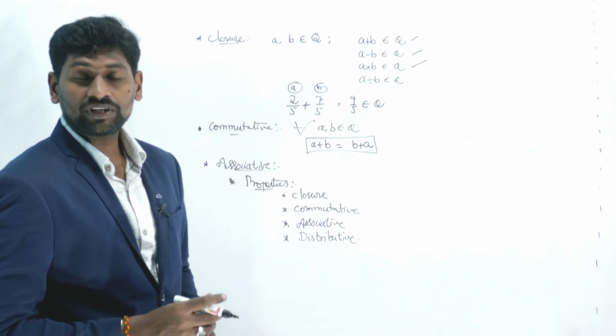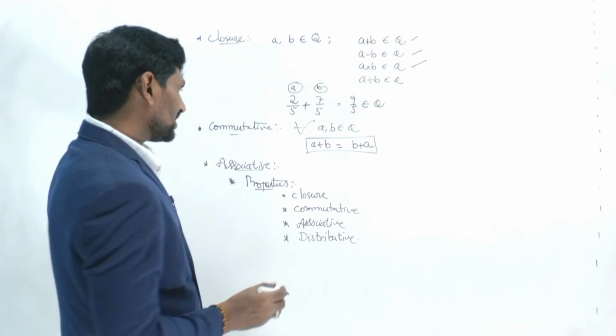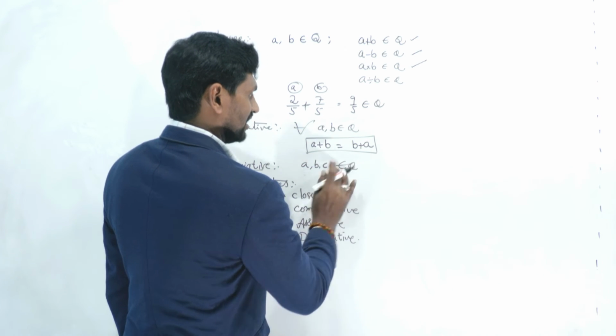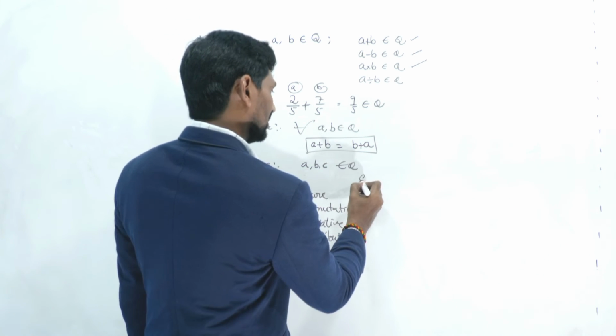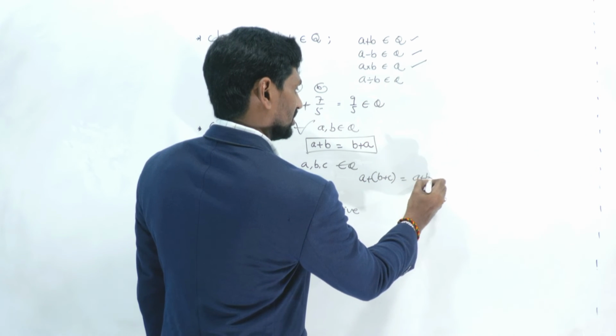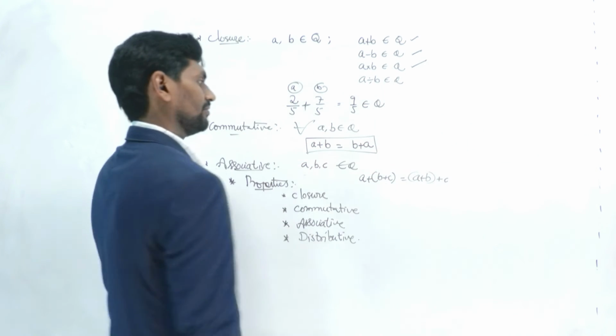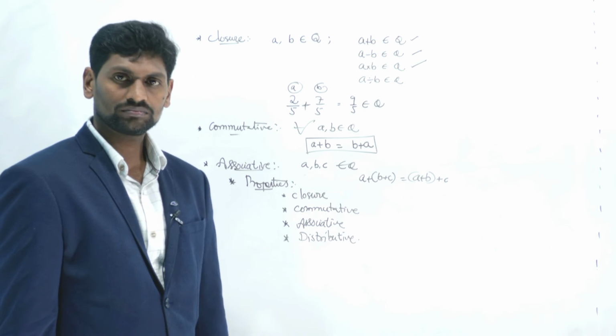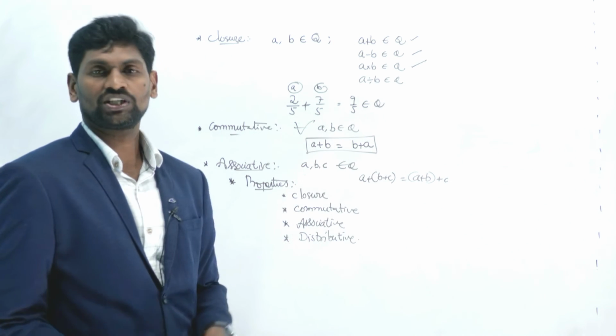Next, associative property. What is associative property? If you take any three rational numbers a, b, c, we should write that (a plus b) plus c equals a plus (b plus c). So this is the associative property.